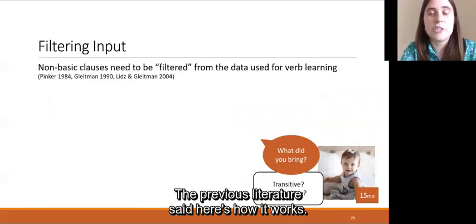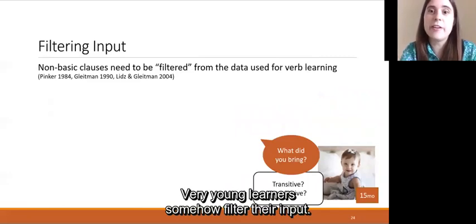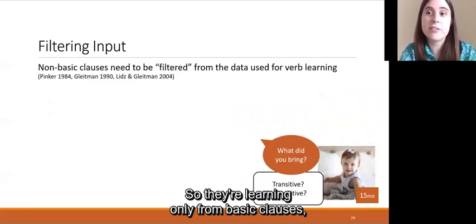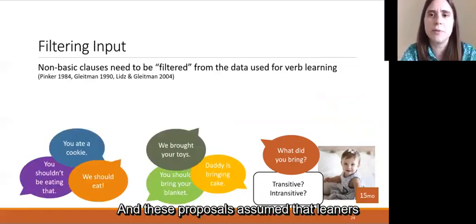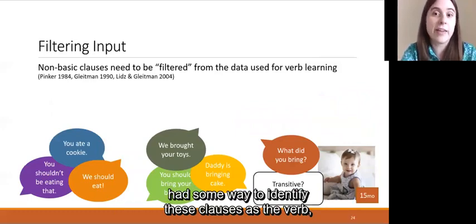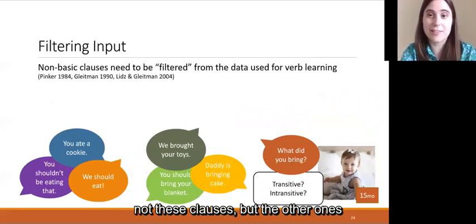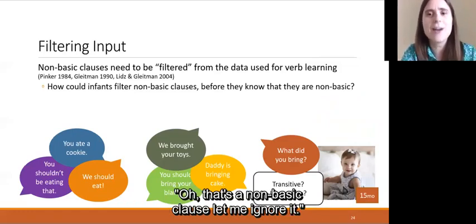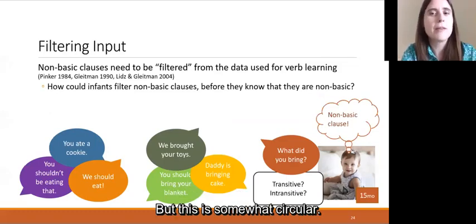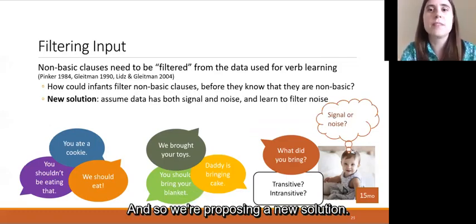The previous literature said, here's how this works. Very young learners somehow filter their input, so they're learning only from basic clauses like these ones, where arguments haven't been moved. And these proposals assumed that learners had some way to identify the other ones as non-basic in order to filter them. That Susie can hear this question and say, oh, that's a non-basic clause, let me ignore it. But this is somewhat circular. And so we're proposing a new solution.